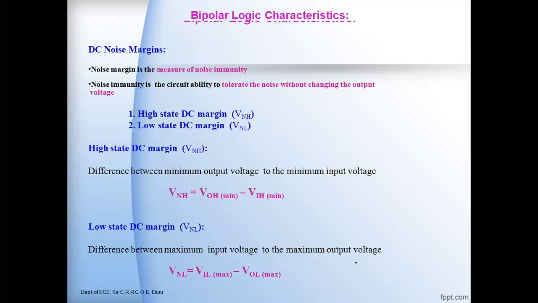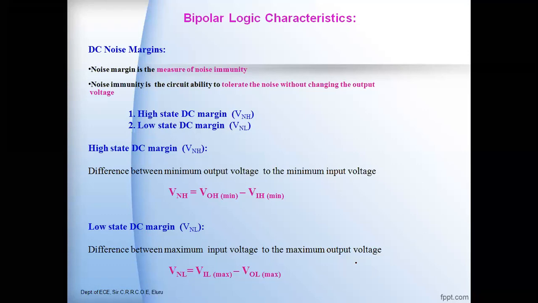Now, DC noise margins. As we know, the noise margin is the measure of the noise immunity, where noise immunity is the circuit's ability to tolerate noise without changing the output voltage. It is the maximum noise voltage that can be tolerated by the circuit without affecting the output. There are two noise margins: the high state DC noise margin and the low state DC noise margin.